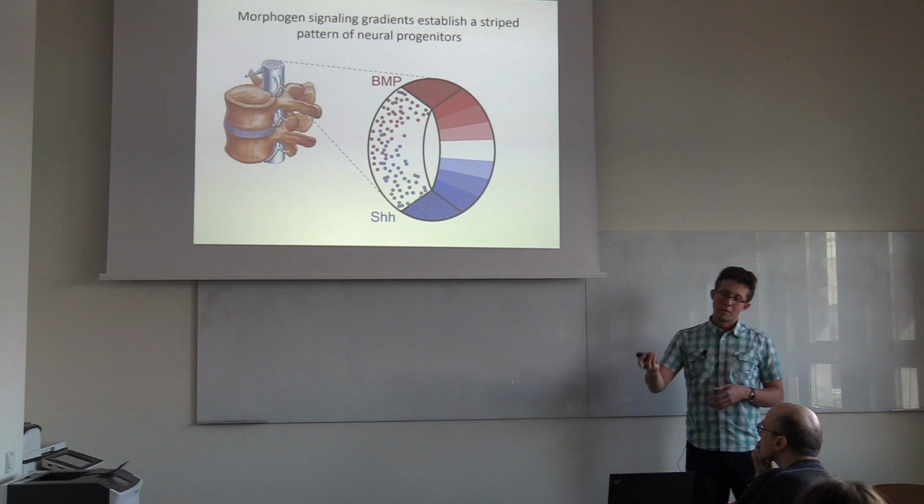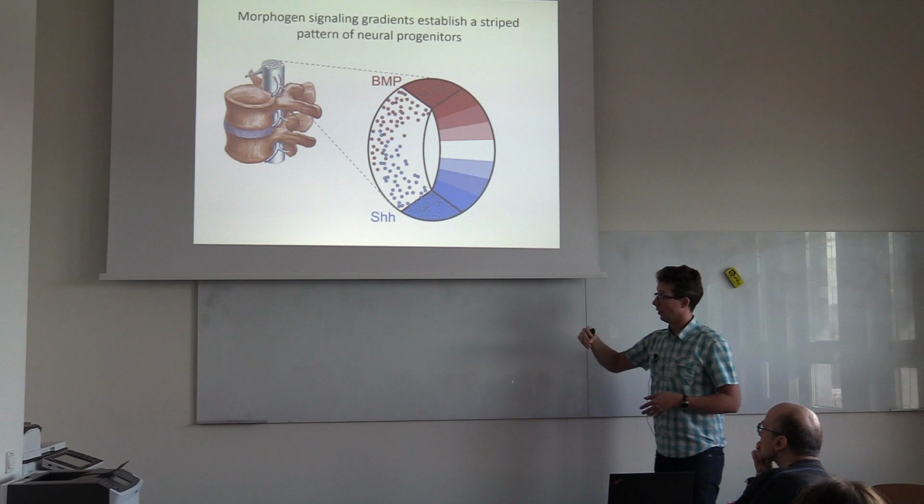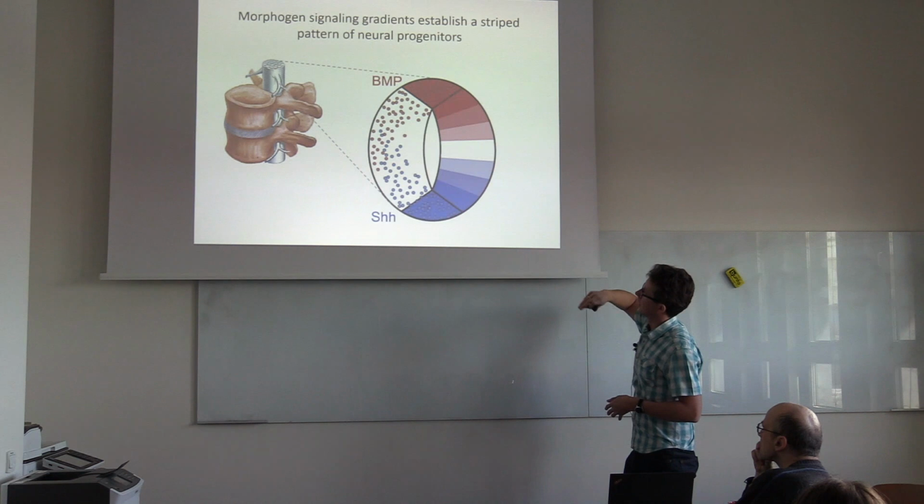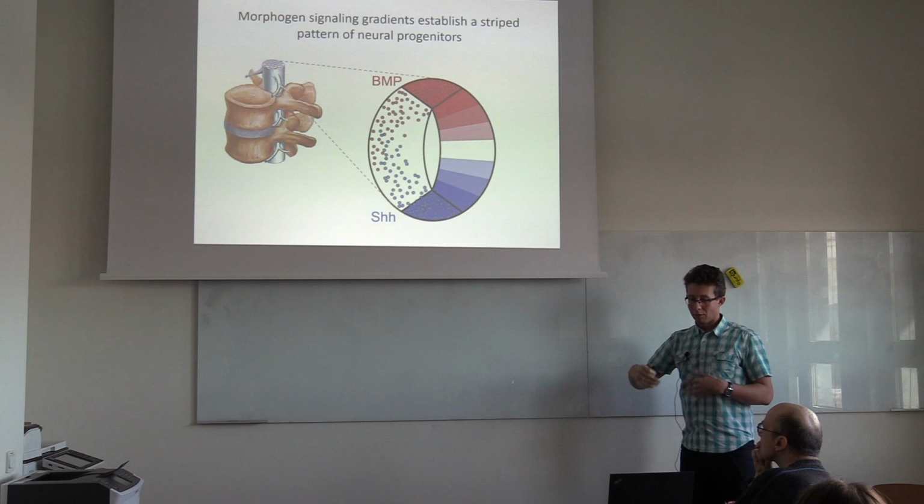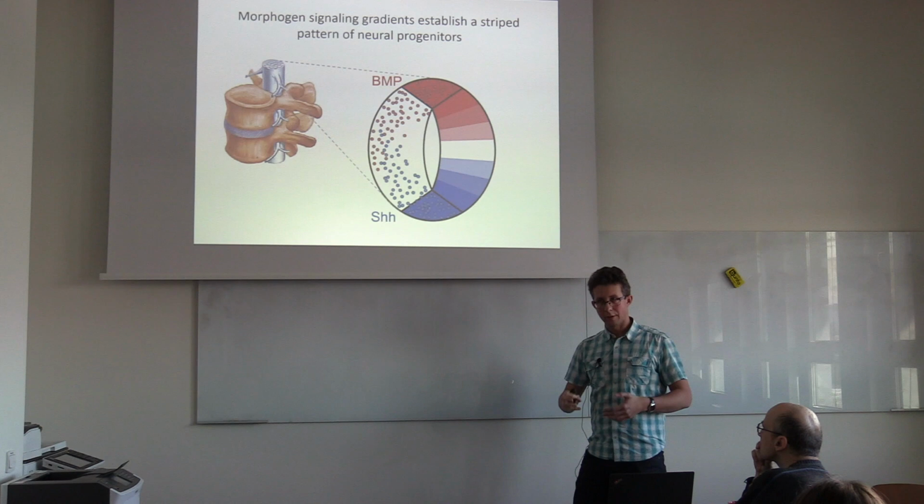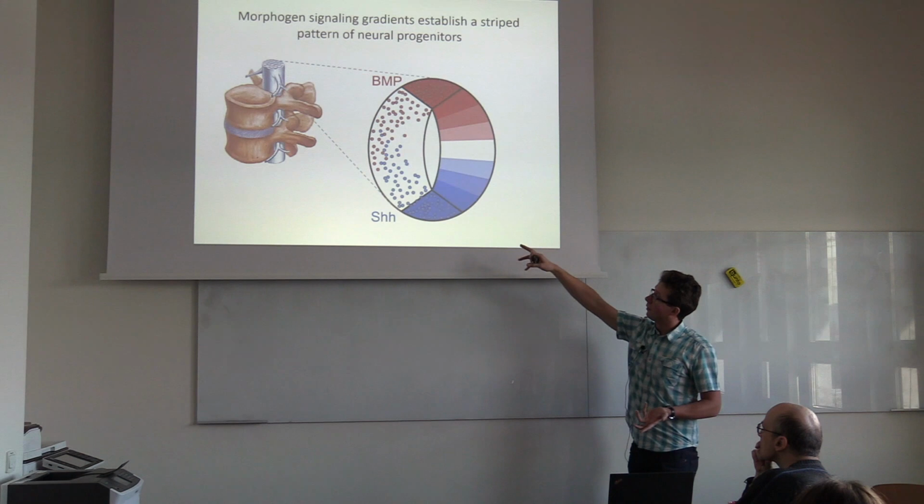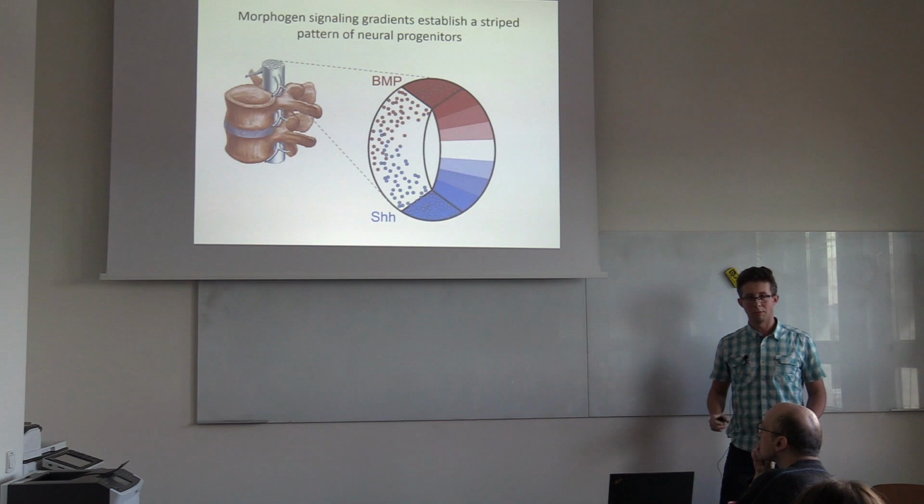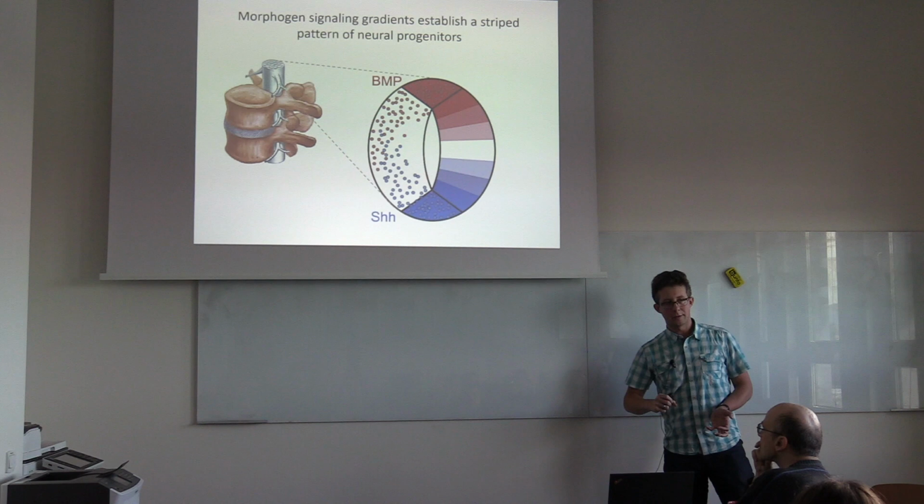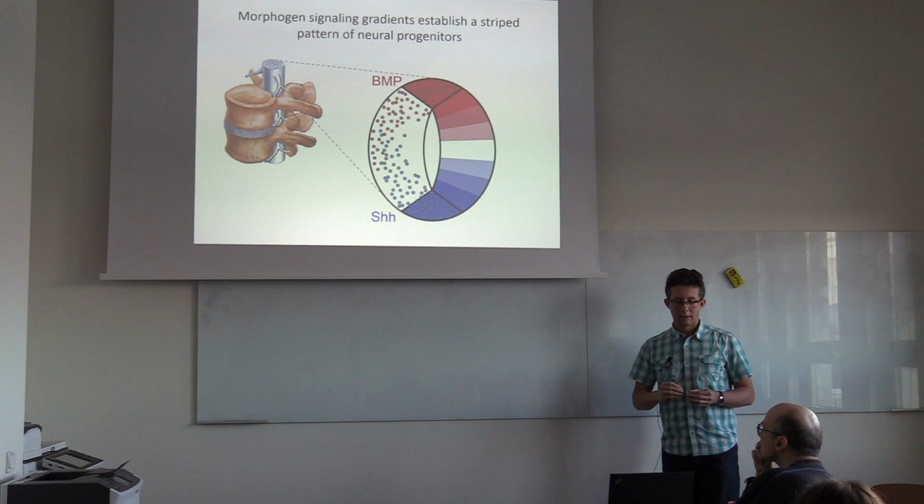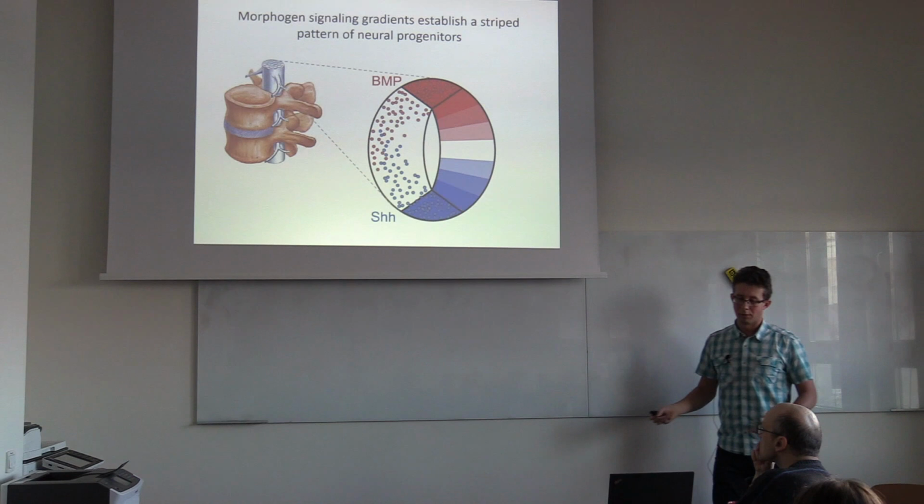Depending on the concentration, different genes are activated, giving rise to different domains of gene expression that are here depicted with blue and red. And depending on which genes are activated, different neural progenitors are produced, and these neural progenitors give rise to different types of neurons. So on the ventral side, these are motor neurons and interneurons, something that is responsible for how you control movement. And on the dorsal side, these are sensory neurons, so something that helps you to interpret different sensory feelings like touch or, I don't know, pain from outside.